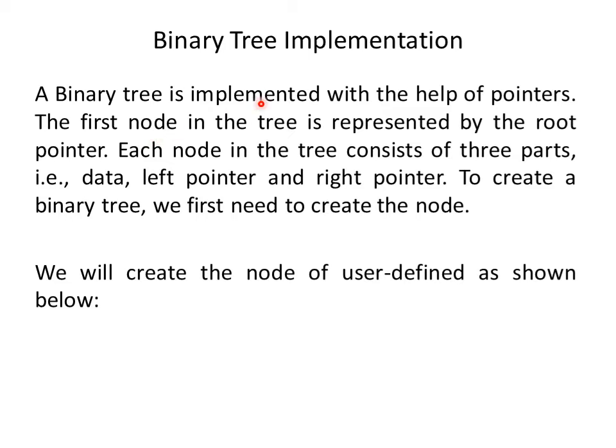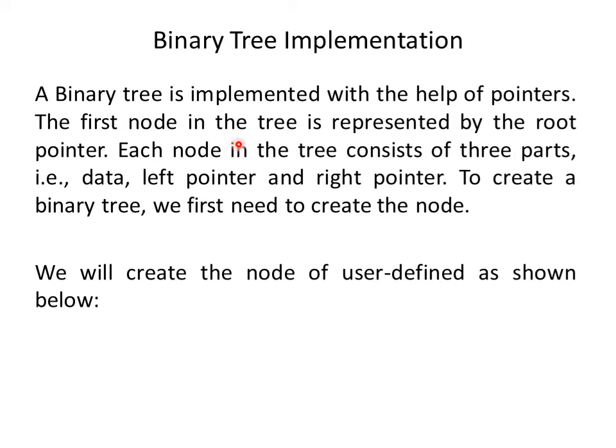A binary tree is implemented with the help of pointers because a pointer stores the address of the next variable. Therefore, it is very easy to access. For that reason, we are using pointers.